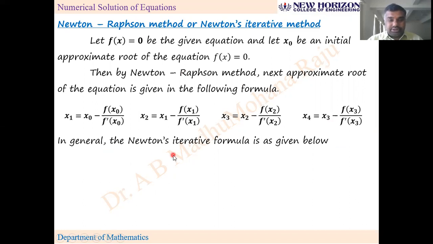So in general, Newton's iterative formula is given as below: x n plus 1 is equal to x n minus f of x n divided by f dash of x n.